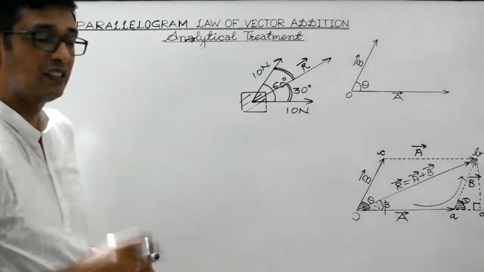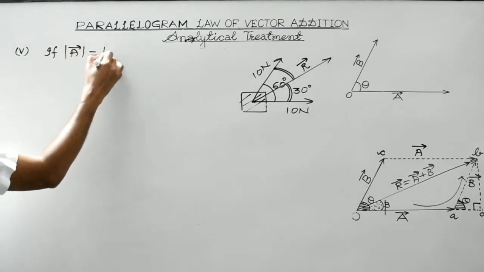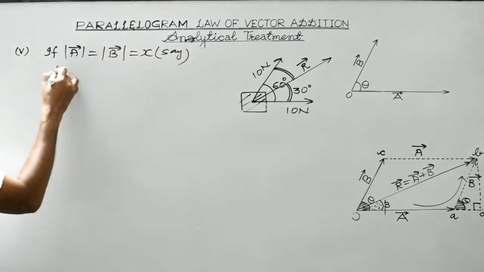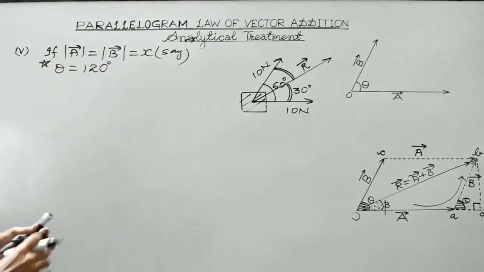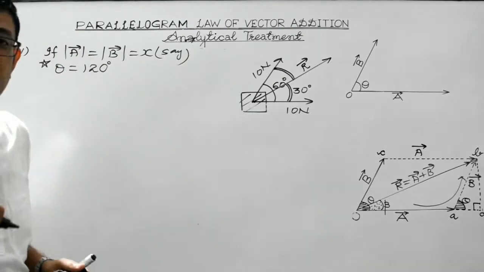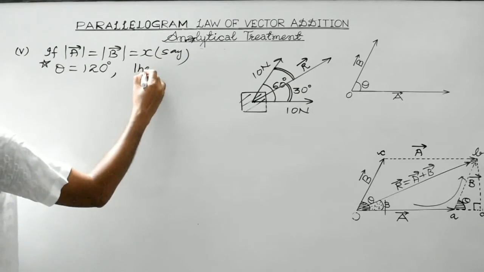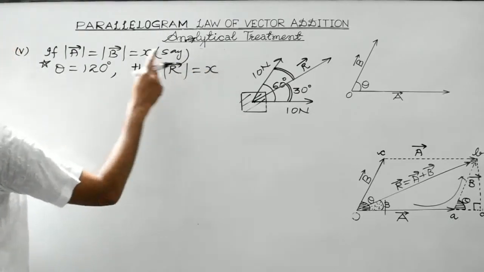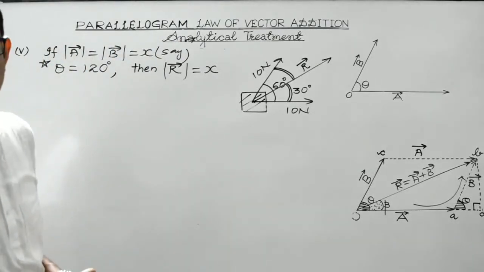This is a special case again. If both the vectors are of equal magnitude and they are inclined at an angle of 120 degree. This is the key. Both the vectors are of equal magnitude and the angle between them is 120 degree. Then the magnitude of the resultant is equal to the magnitude of either of the two vectors. This is what we need to prove.